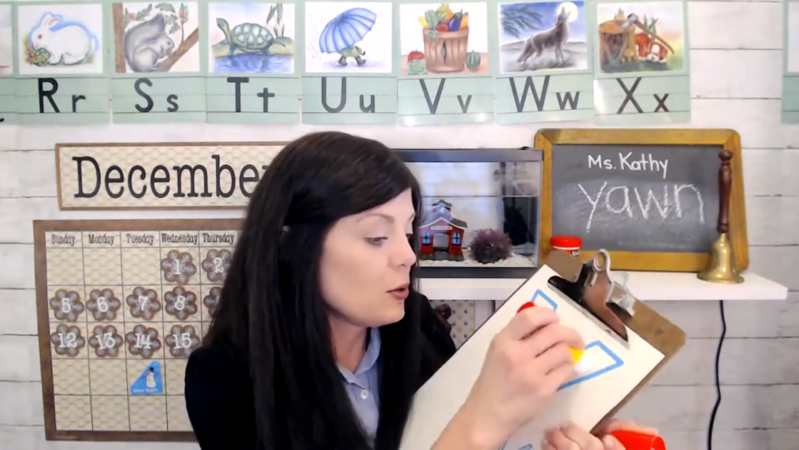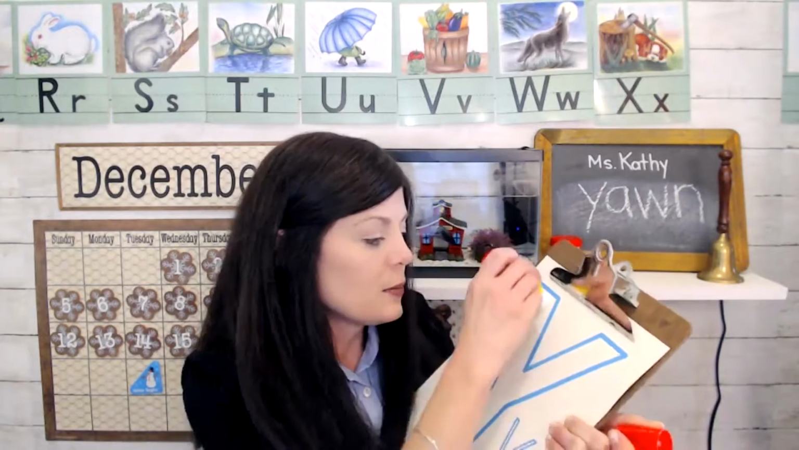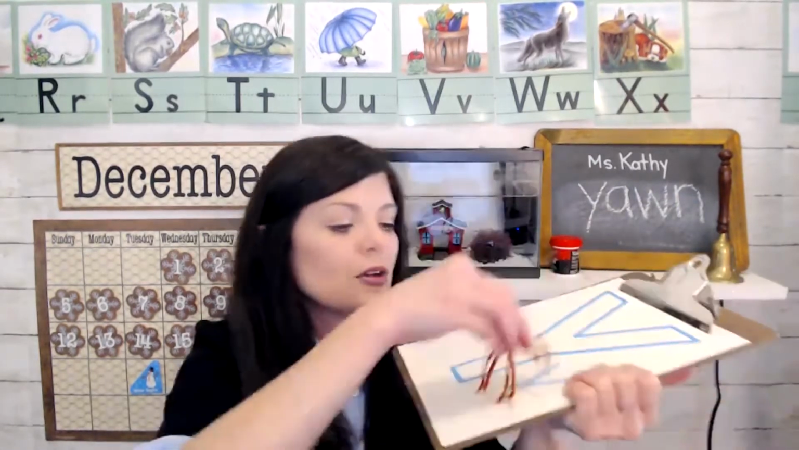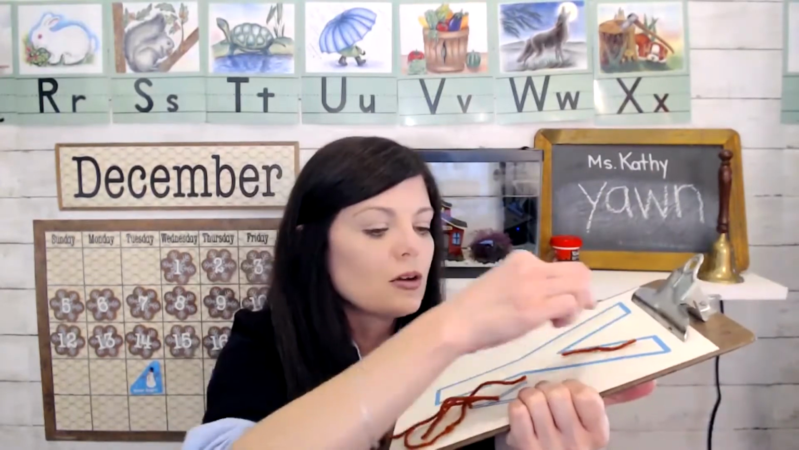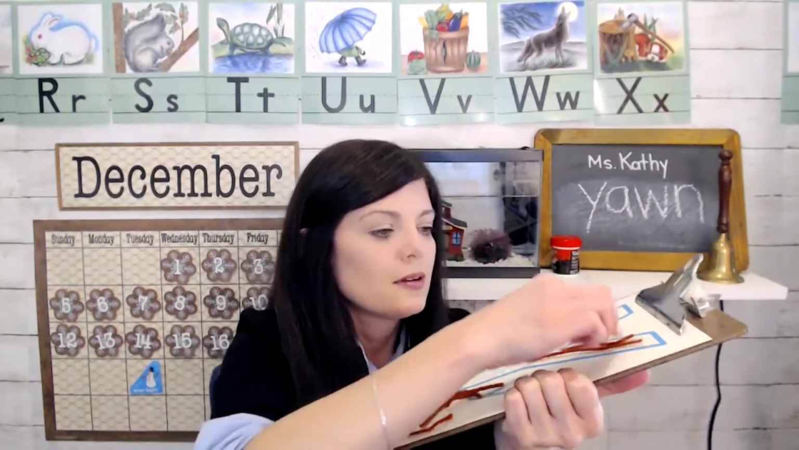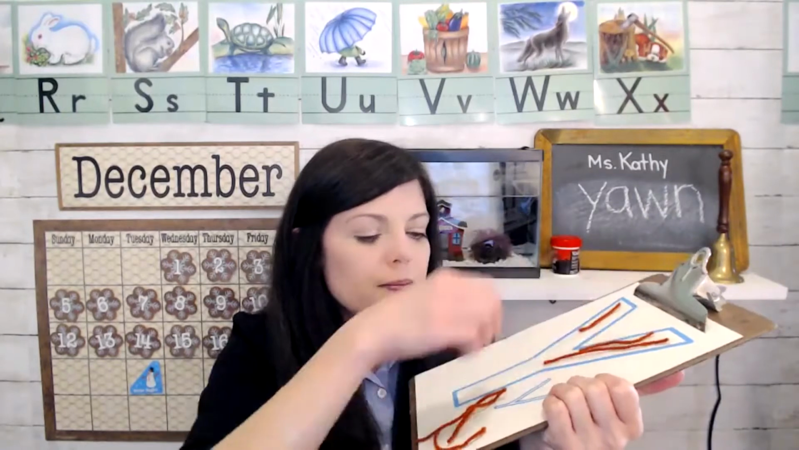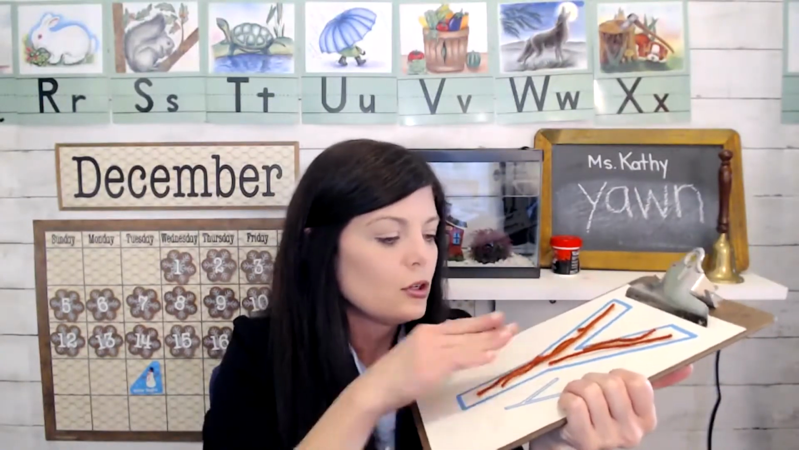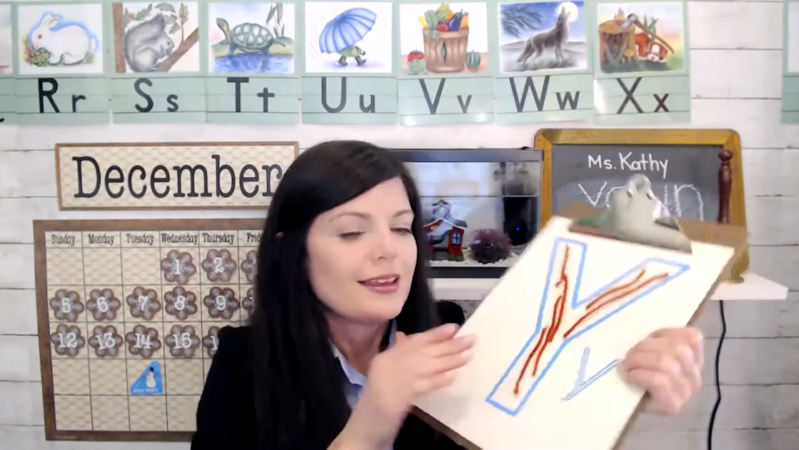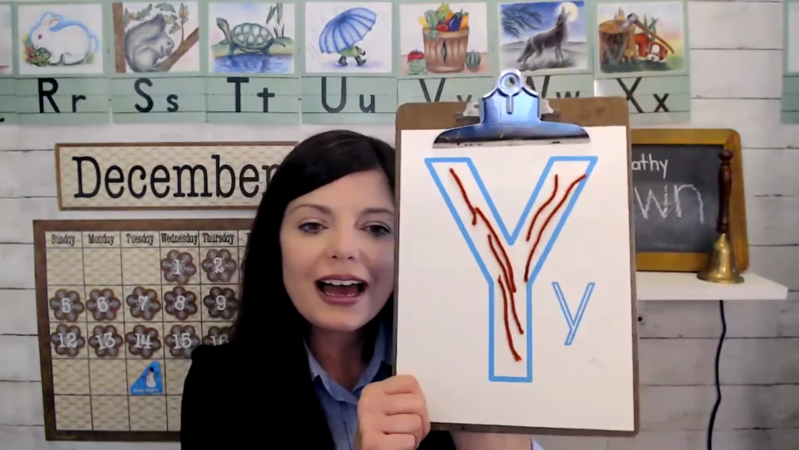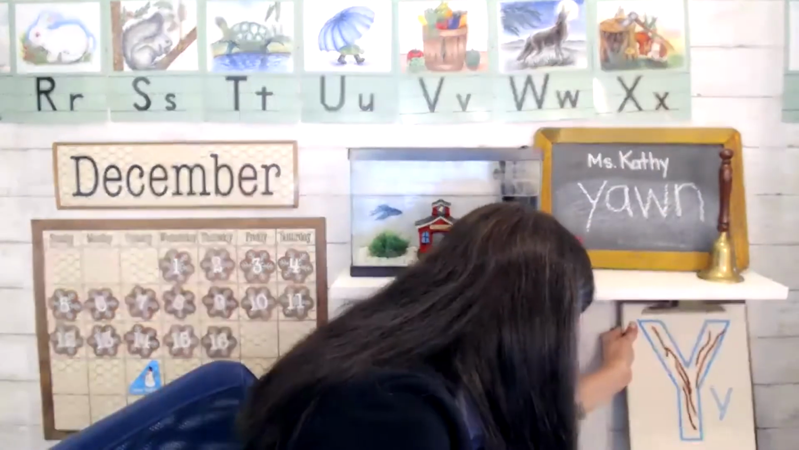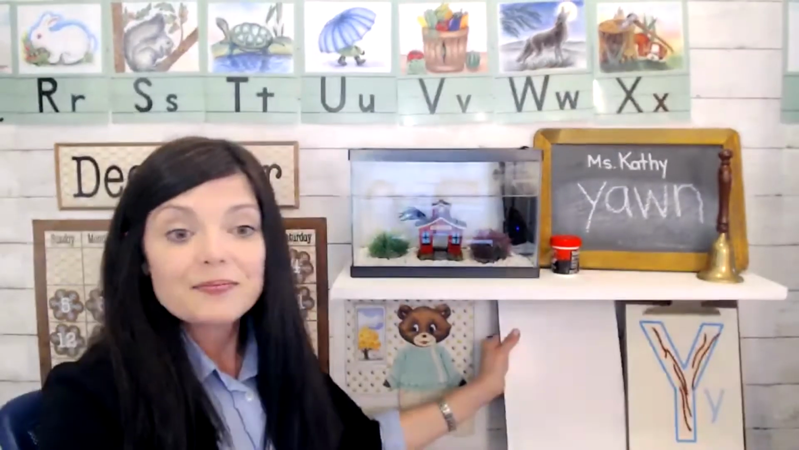That would work too. I'm just going to put some glue on mine, and I cut out some little pieces of yarn. So I'll just put those down on my letter Y. But you can really decorate yours however you want to, okay? So there you have it. Y looks like this. And now that we can recognize it, let's learn to write it.